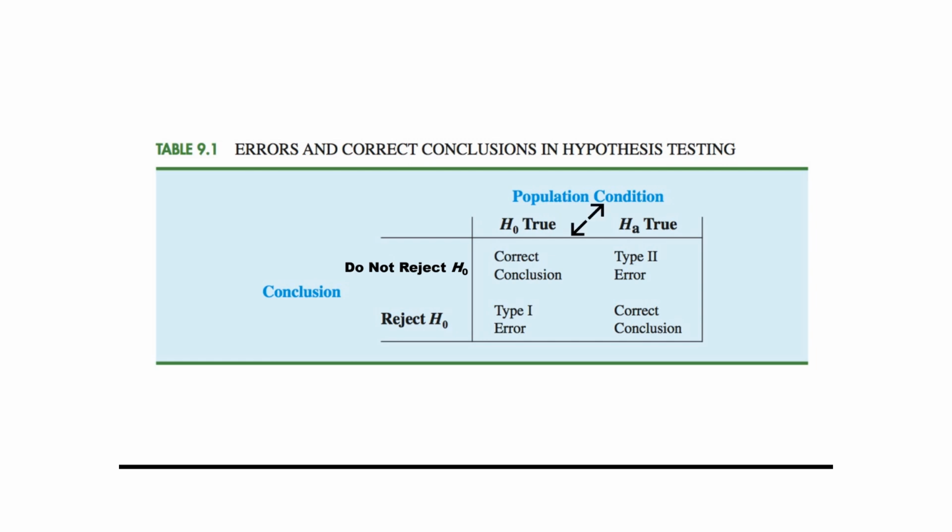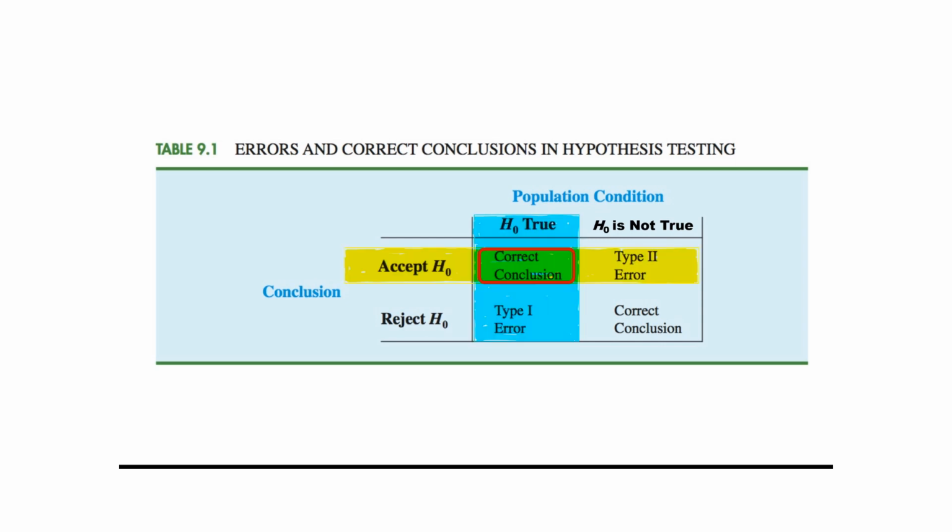Also note that since H0 and HA are opposite of one another, stating HA is true is equivalent to stating H0 is not true. Now, if we accept H0 when H0 is true, then we've reached a correct conclusion. But if we were to accept H0 when H0 is not true, we would be reaching an incorrect conclusion, or making a type 2 error. We would be accepting H0 when we should not because H0 is not true.